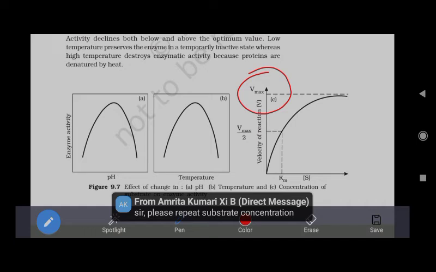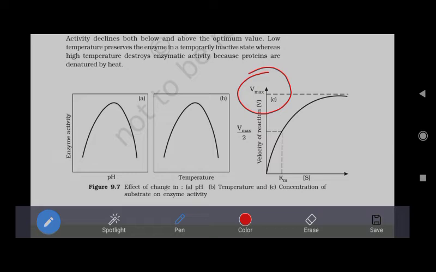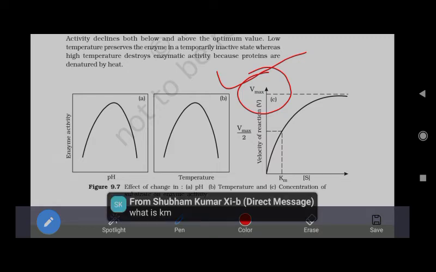Okay, Amrita, I repeat the substrate concentration. With the increase in the substrate concentration, initially the reaction rate increases, reaches a maximum value, and this maximum value is designated as Vmax, after which the velocity is stagnant, or we can say it neither increases nor decreases. You can say now it is parallel to the principal axis. Got it? Got it, Amrita? Your doubt is clear?